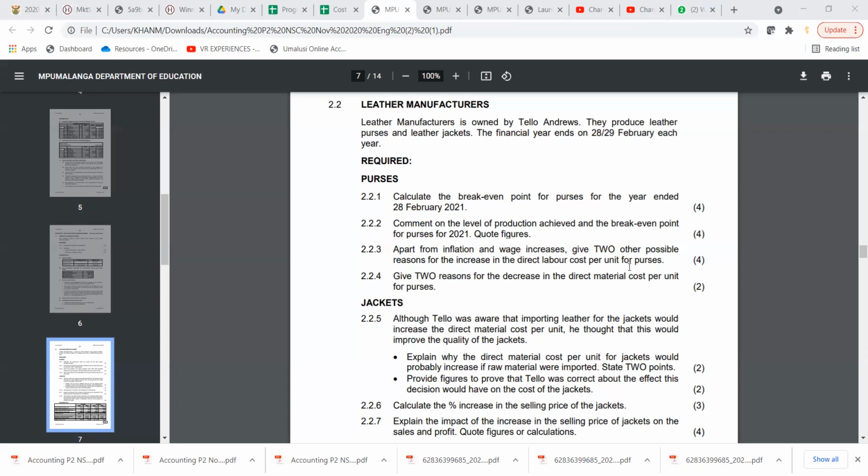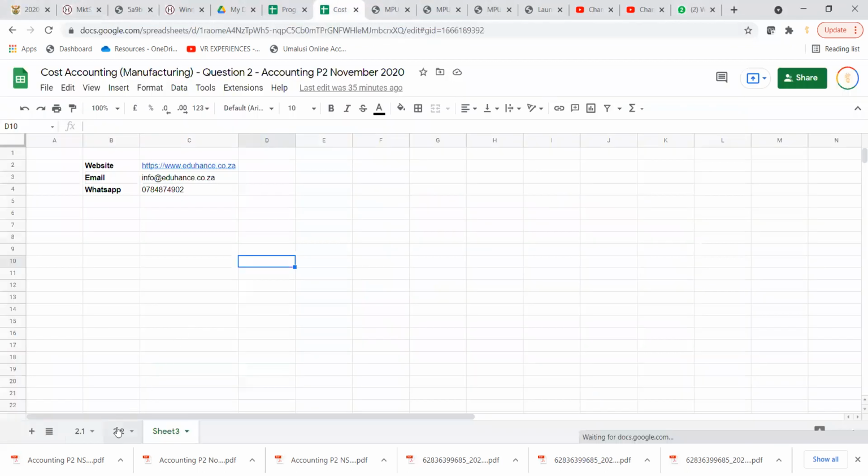So in 2.2.1, they say calculate the break-even point for purses for the year ended 28 February 2021. So we'll go straight into answering that, but obviously we will need the information. So when we see break-even point, what must come to your mind is the formula for break-even point. Now I'm going to switch over into here.